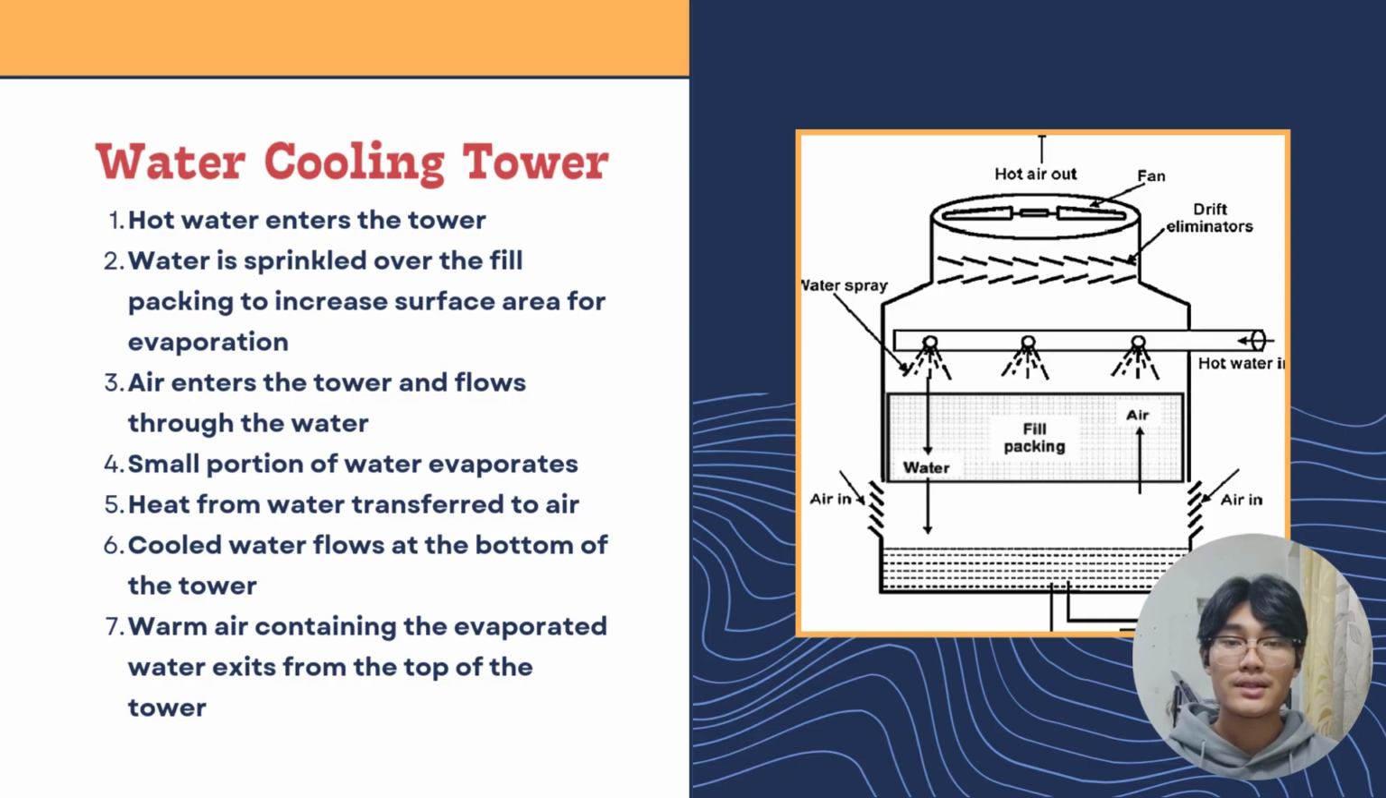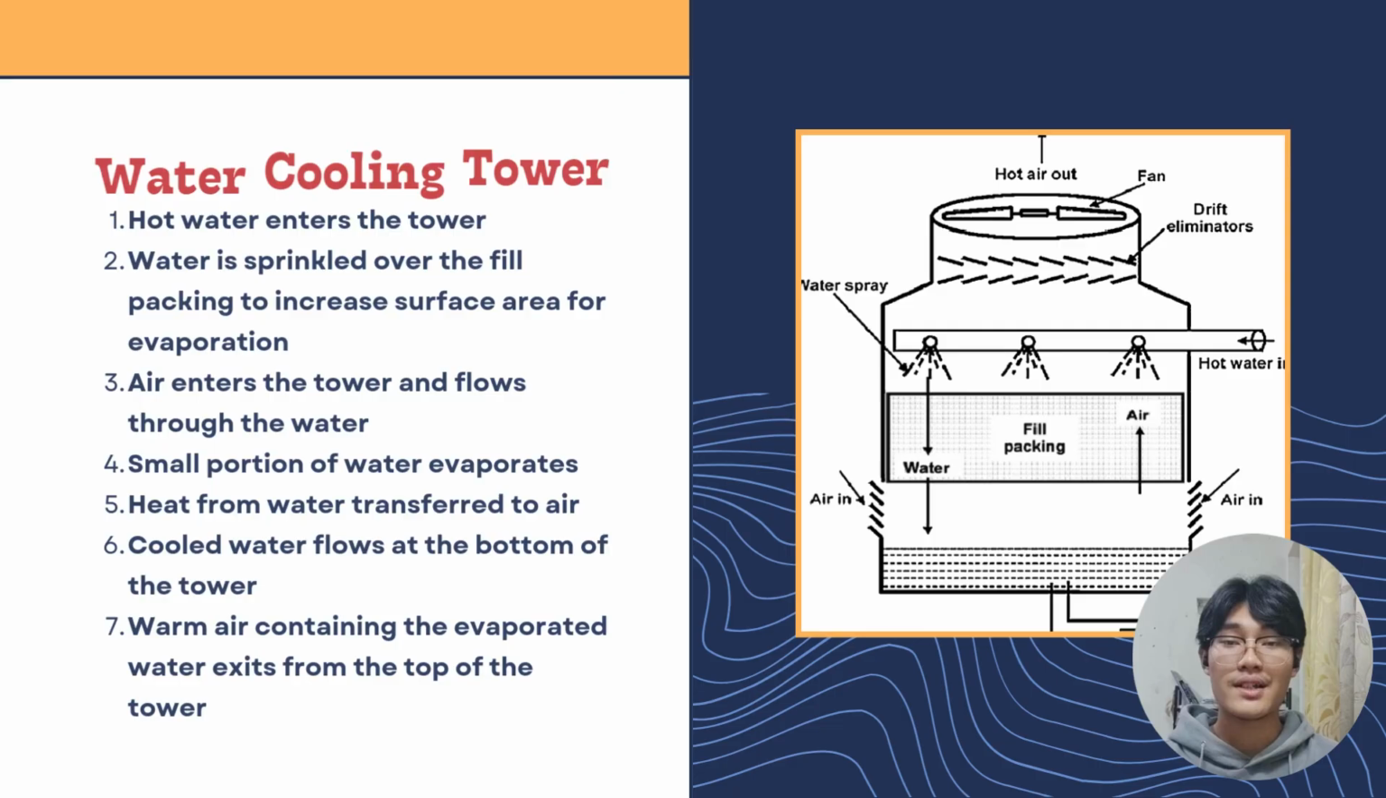As the air and water come into contact, a small portion of the water evaporates. This evaporation helps remove heat from the water. The heat from the water is transferred to the air. The cool water collects at the bottom of the tower. Meanwhile, the warm air, now carrying the evaporated water, exits from the top of the tower. To sum up, cooling towers efficiently transfer heat from the water to the air through evaporation. This simple yet effective process makes cooling towers essential for many applications.